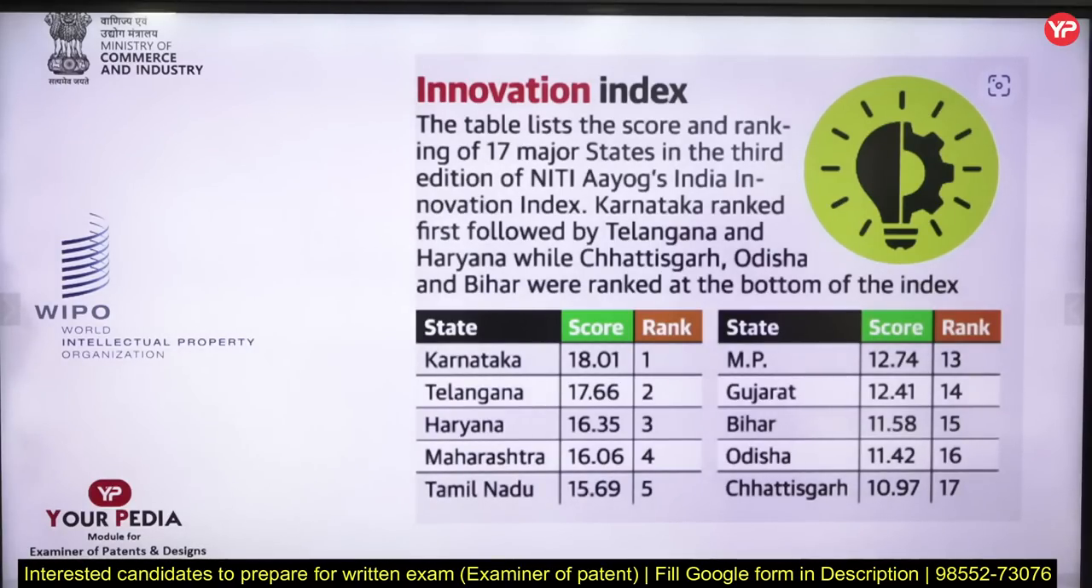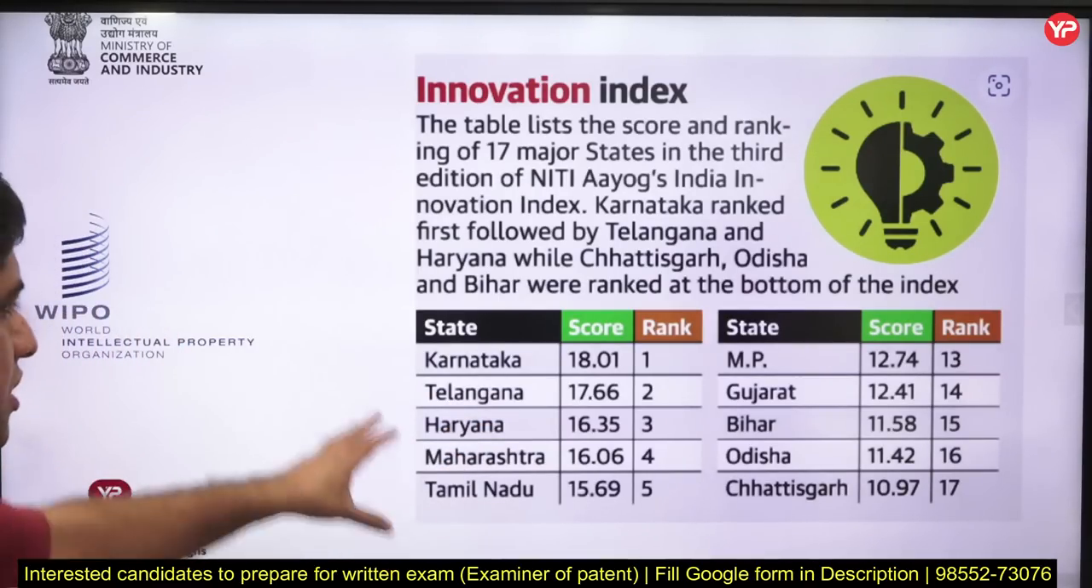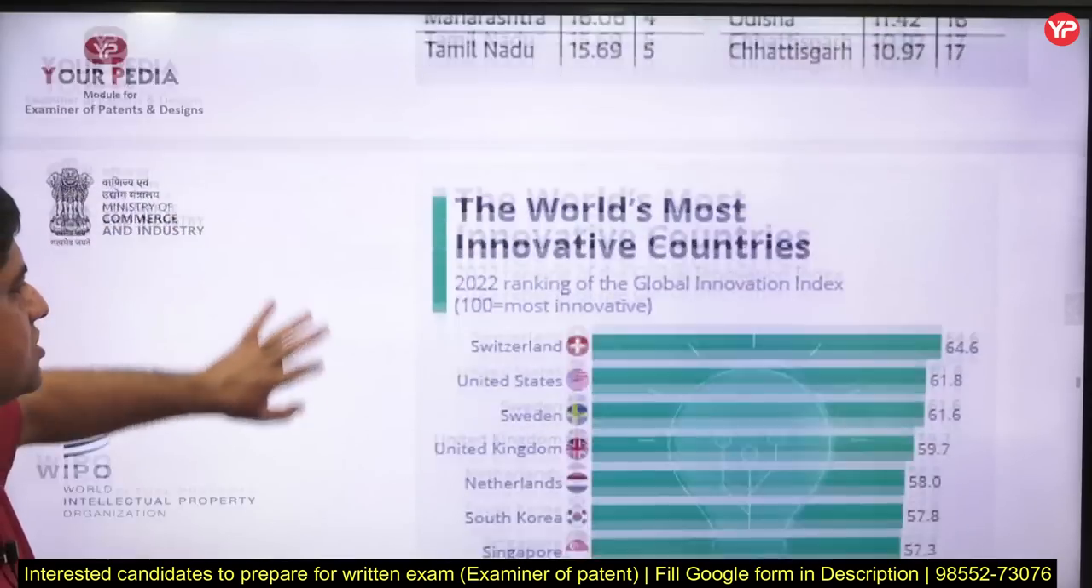Just as WIPO is coming out with the Global Innovation Index, similarly, Niti Aayog, the planning commission version of body in India, is coming out with the India Innovation Index, right? Like the GII, this is the India Innovation Index, in which they give some kind of ranking to the states. So Karnataka gets number one, Telangana gets number two, something like that. They have also come out with this kind of index.